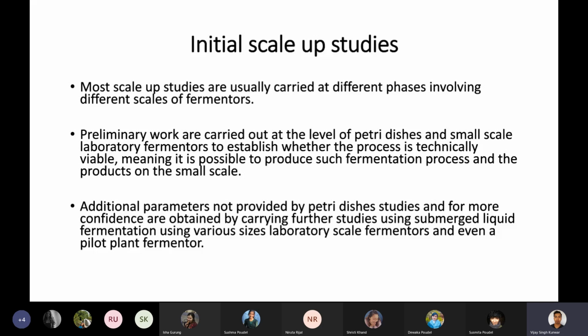And if it's viable at the laboratory scale, you undergo the different pilot scale up projects. Additional parameters not provided by the Petri dish studies, and far more confidence, are required by carrying out further studies using submerged liquid fermentation using various sizes of laboratory scale fermenters, and even the pilot plant fermenters. So it's a different level. In industry, you can develop the confidence.